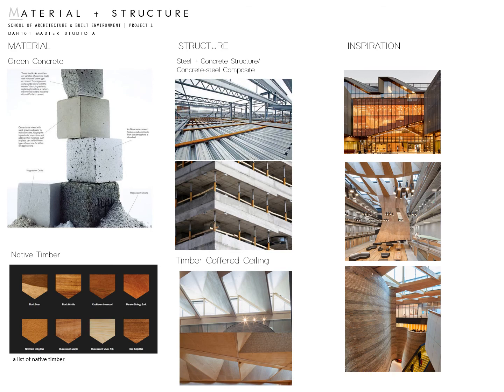And then for the structure, my plan is to use concrete as the base with steel on top, a solid steel structure. So it will be a concrete-steel composite for the whole building. And for the ceiling, I might use a little bit of timber corrugated ceiling to draw in more sunlight and do a better cross ventilation strategy.